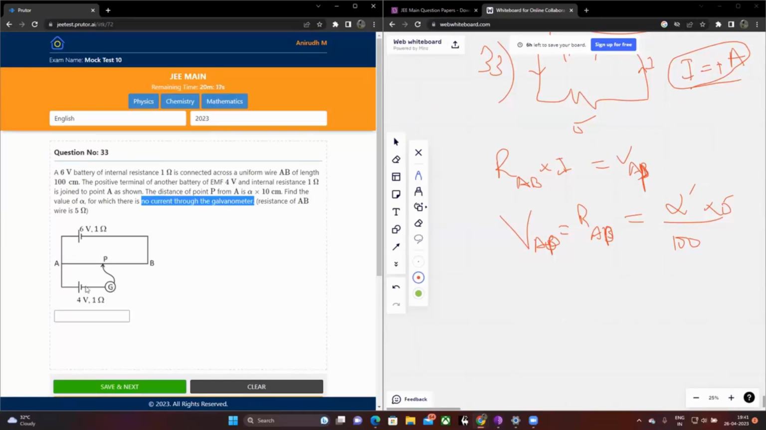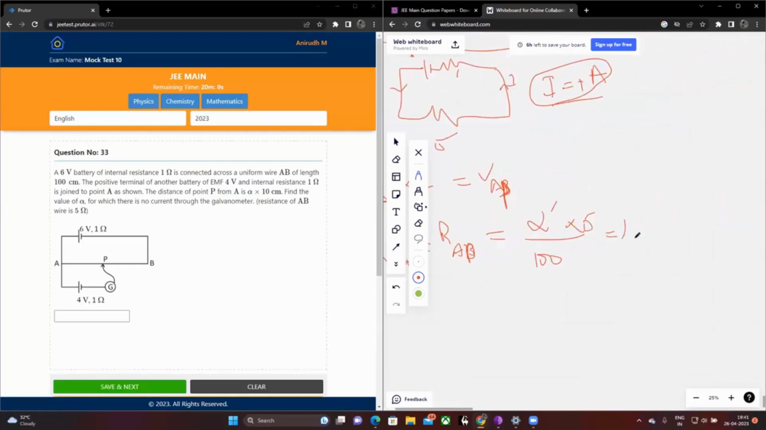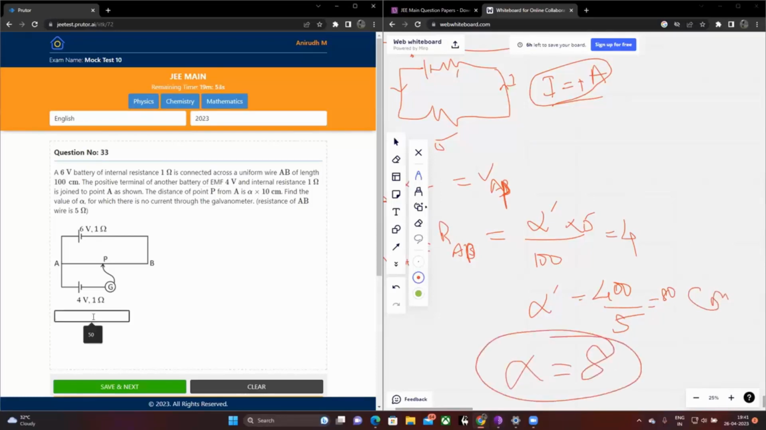Which means that this potential, which is 4 volts, is going to be the same over here, because there is no current. So this is equal to 4. Therefore, alpha dash is equal to 400 by 5, which is 80 centimeters. And so alpha is equal to 80 by 10, that is 8. That is your answer.